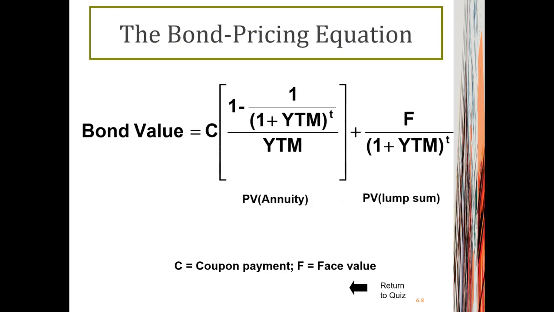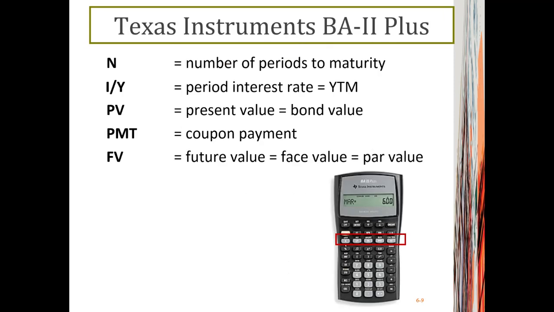Many people do not like this equation because the calculation can be very complicated, but I want you to know that you have a friend who can assist you in calculating bond price. That is your financial calculator. And here you see the BA II Plus Texas Instruments financial calculator. This calculator can help you to calculate the bond price, and you can get a correct answer for bond price in less than 30 seconds.